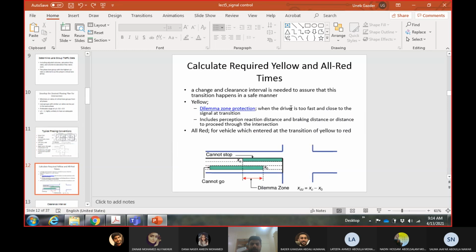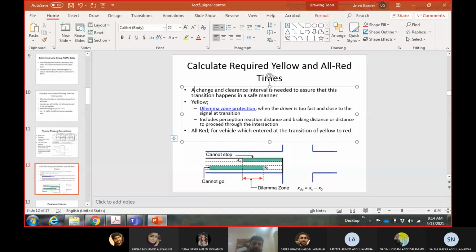Then you calculate the yellow and all red interval. Why do we need the yellow and all red interval? Yellow and all red together, they are known as clearance, and they are for the dilemma zone where the driver is undecisive whether to stop or go.